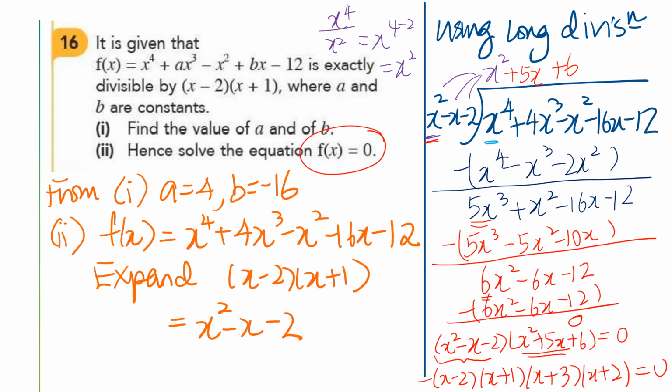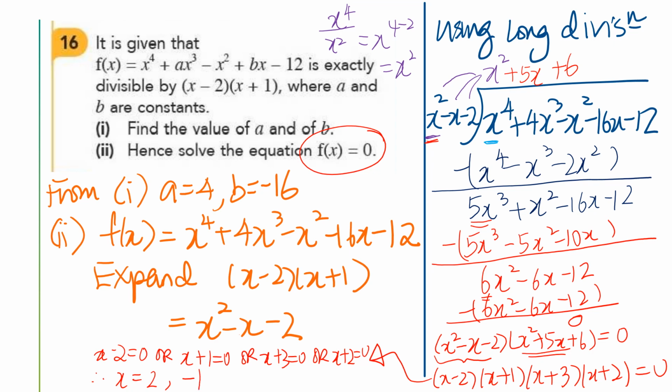Right, so using your AB product rule, it means that x minus 2 equals 0, or x plus 1 equals 0, or x plus 3 equals 0, or x plus 2 equals 0. So therefore, your possible answers for x will be 2, negative 1, negative 3, or negative 2. Right, so this is how you solve it using long division.